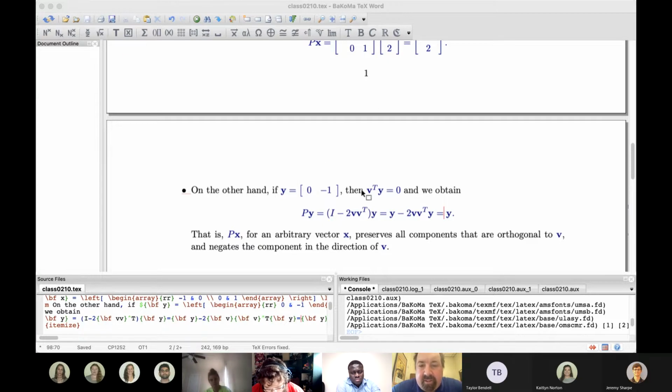So what ends up happening is if I have any direction that's orthogonal to v, then P is going to leave it alone. It's going to preserve those. But if there is a component in the direction of v, then that component is going to end up being negated.